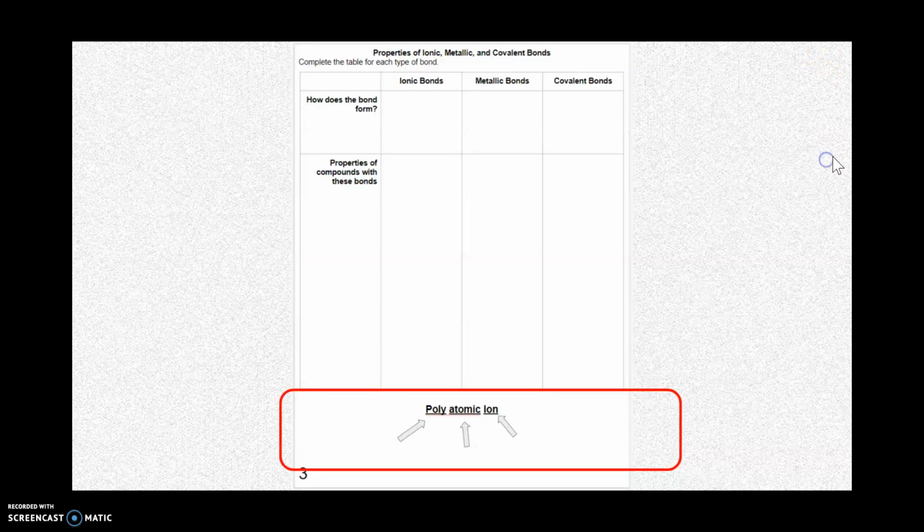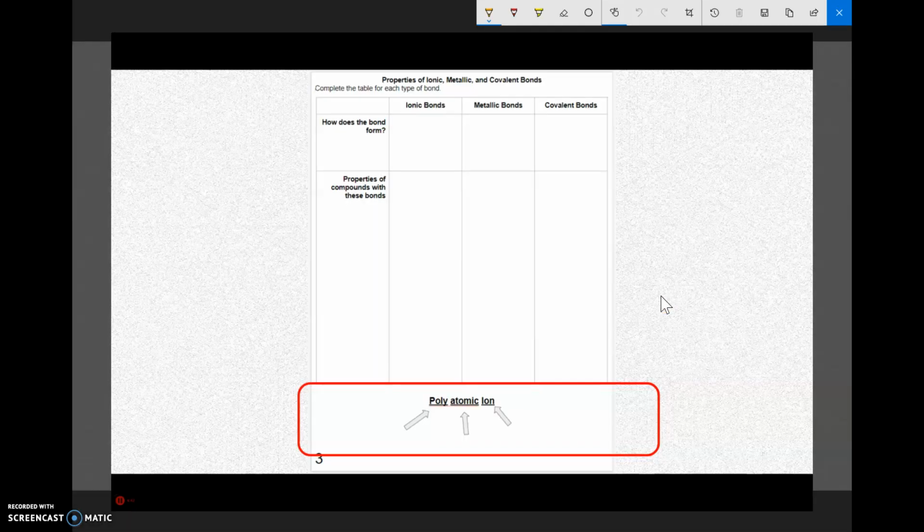All right. Okay, next thing, polyatomic ions. So I want you to break down this word. So what's poly mean? Poly means many.